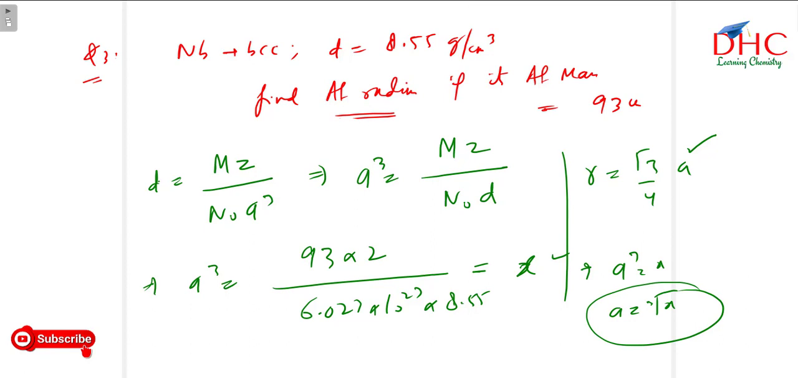तो जब आप इसका वैल्यू यहाँ पे डालेंगे तो r will be equal to root 3 by 4 into a, that is root 3 by 4 into cube root of x. ये आपने निकाला होगा तो you will find the value of atomic radius. इस तरीके से जो है आप atomic radius निकाल सकते हैं. नेक्स्ट क्वेश्चन हम लेंगे.